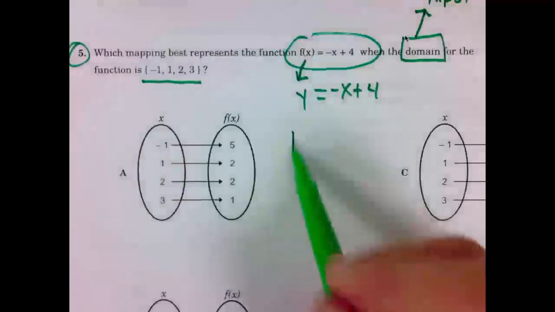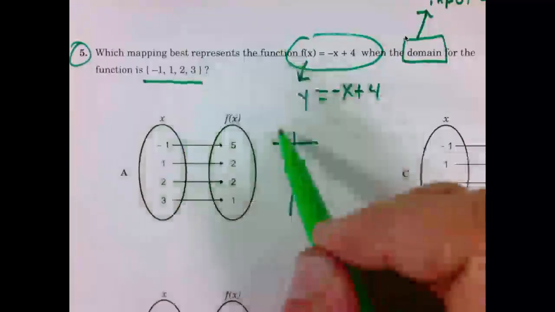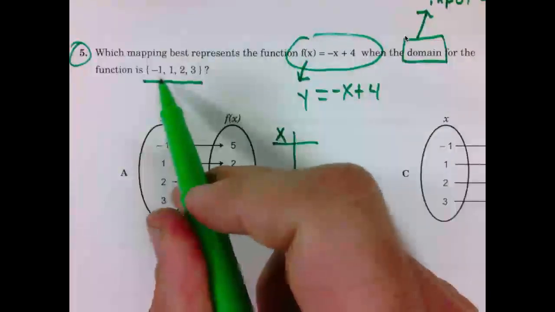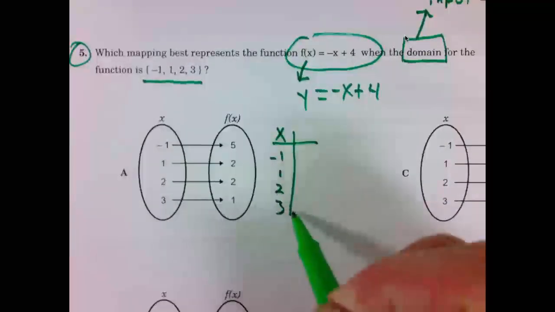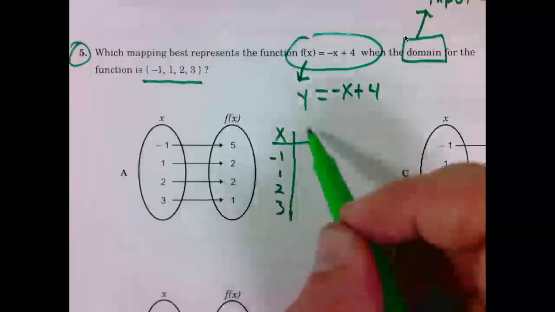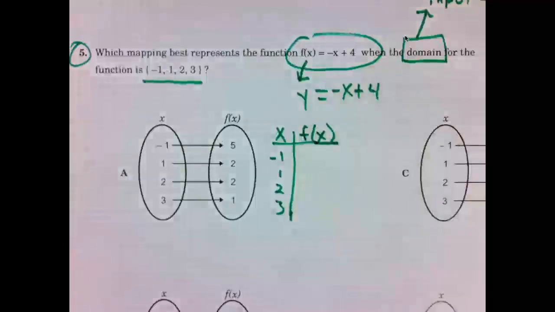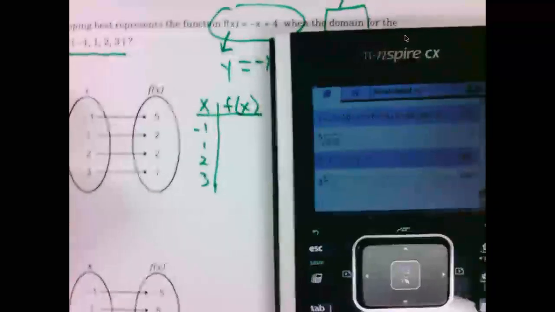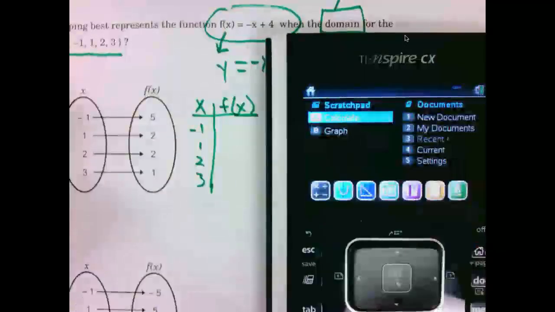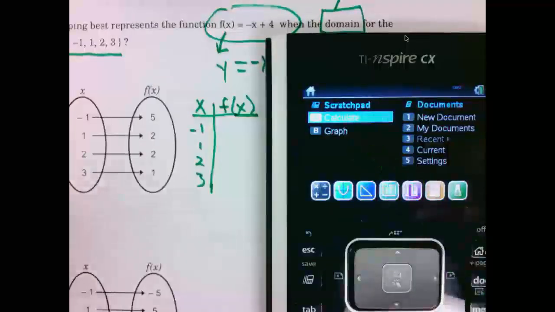So I'm going to make a table. The input, the x, comes from this set. X is negative 1, 1, 2, and 3. We want to know what are the corresponding f of x's, the corresponding output y values. Well, our calculator can do this very quickly. From the home screen, we'll select graph, choice B.